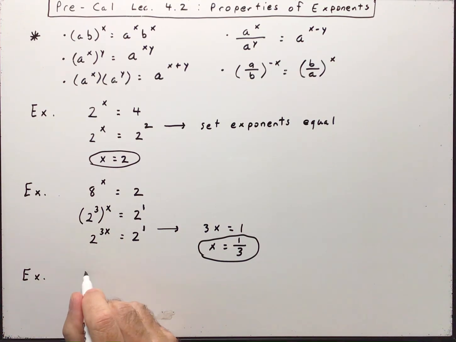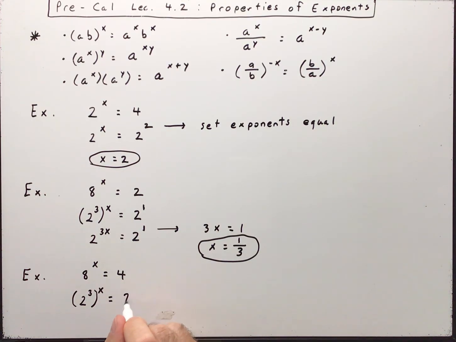I think I can fit the next one on here. Let's say we have 8 to the x is equal to 4. How about we try writing both of these in terms of a base of 2? Because that's a pretty easy thing to do for both 8 and 4. So 8 is just 2 cubed to the x power, and 4 is 2 squared. So that's going to be 2 to the 3x, after we multiply the exponents, is equal to 2 squared.